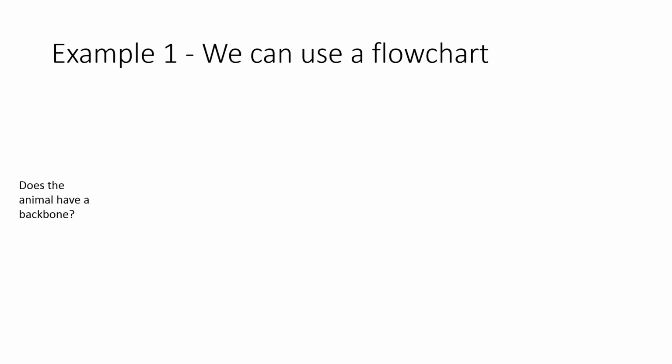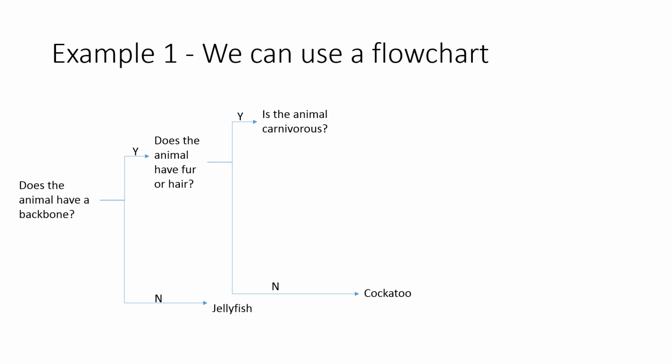First of all, ask ourselves, does the animal have a backbone? If the answer is no, the animal is a jellyfish. If the answer is yes, of the remaining 6 animals, we ask ourselves, does this animal have fur or hair? If the answer is no, the animal is a cockatoo.